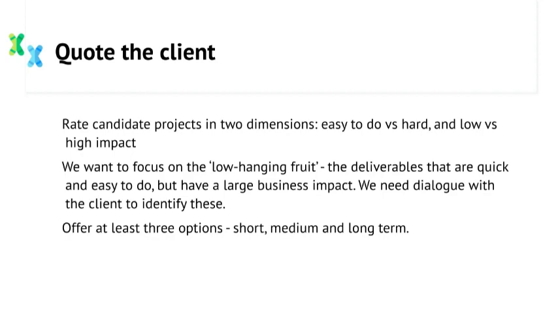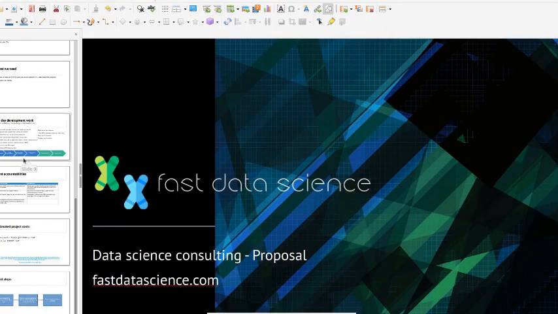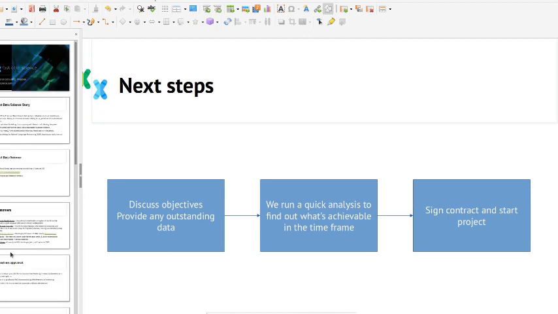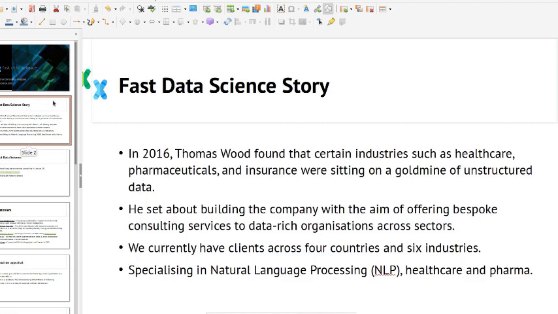You want to find the low hanging fruit, which are the projects which are easy to achieve technically, but have a large impact on the business. Hopefully the client will go for one of these projects, then we'll agree on a contract, terms, timeline, deliverables, milestones, and so on, and we'll pick one of the easy deliverables to start with, and we get started.